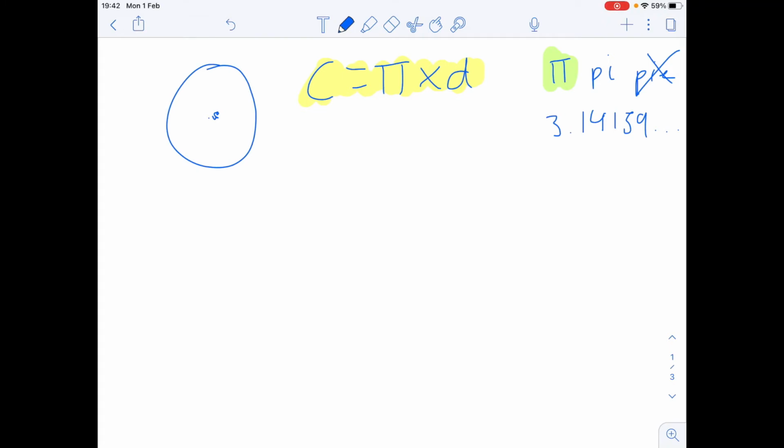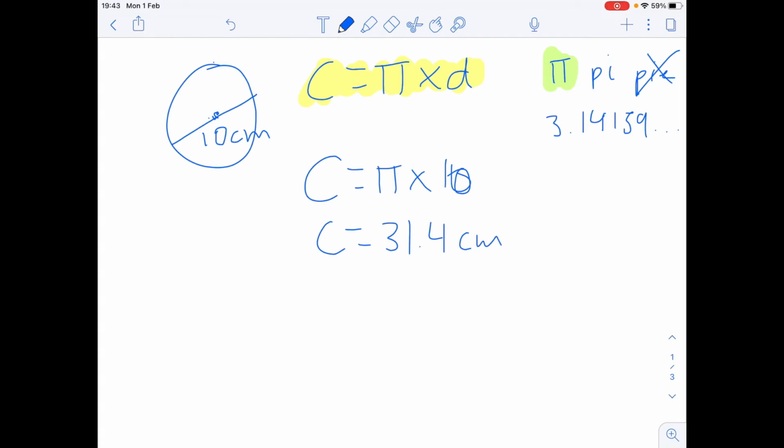If they told me that in this circle the diameter was 10 centimeters, using this formula I would say that the circumference is pi times 10. So the circumference is, I'm going to round my answer to one decimal place, which you learned to do last week. So the answer is 31.4 centimeters. And that's it. Okay, that's it.